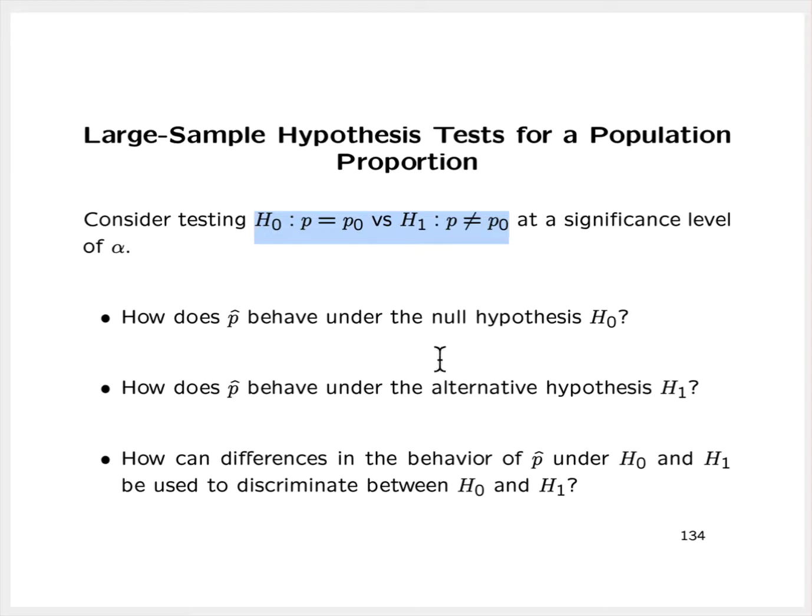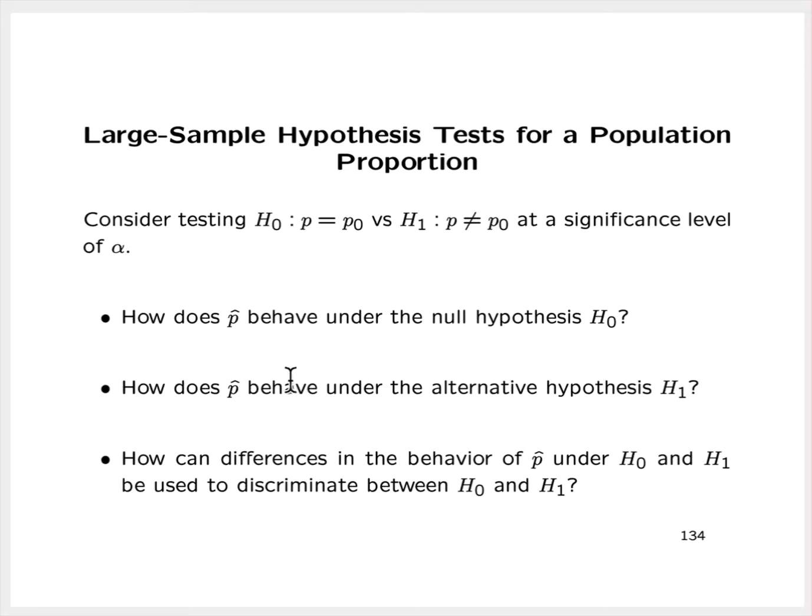And so we're looking at this hypothesis test where p is equal to some specified value p naught, and the alternative would therefore be the opposite of that: the population proportion is not equal to that hypothesized value. And again, we'll denote the significance level at which we're going to perform this test as alpha.